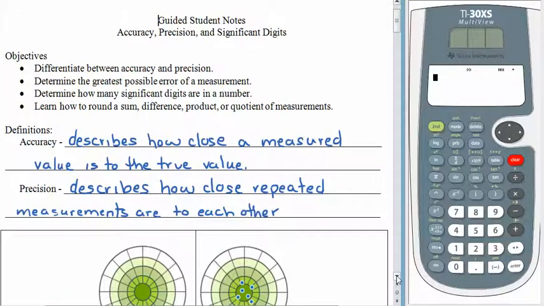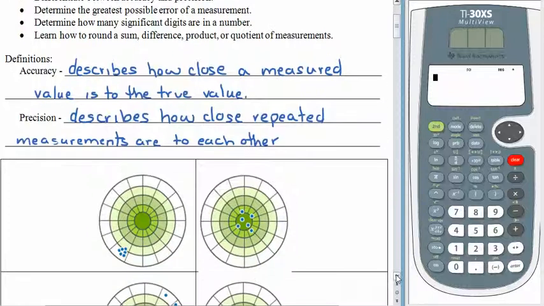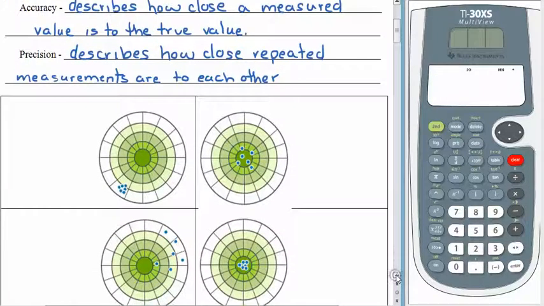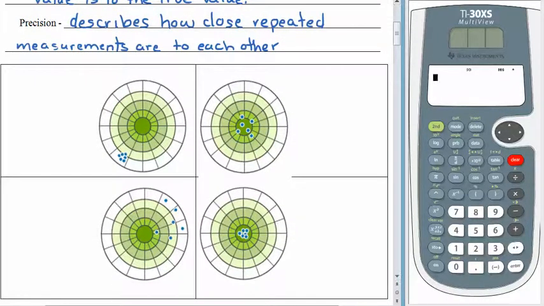So it's probably better if we have some pictures. Here we have some bullseyes, and the little blue dots represent the measurements, and the very center of the bullseye is the truth. When we look over here on the left, we have a really nice grouping, but it's nowhere close to the center. This nice grouping means that we are precise.